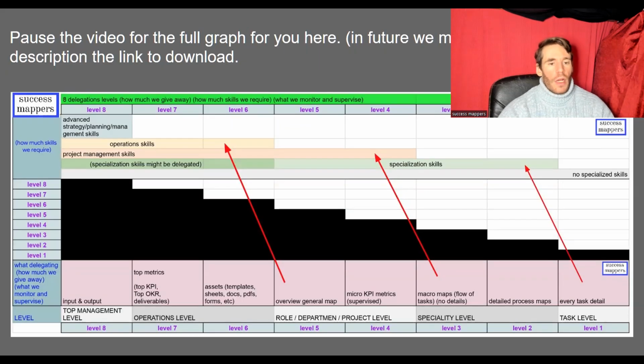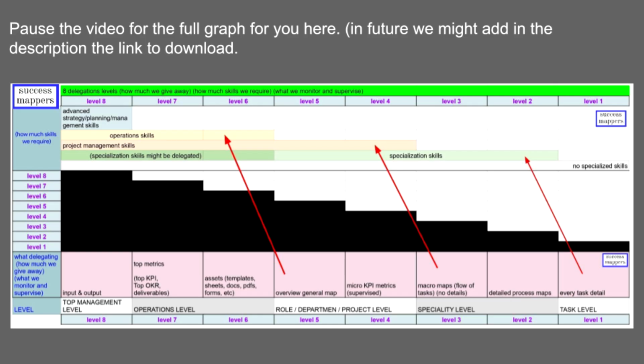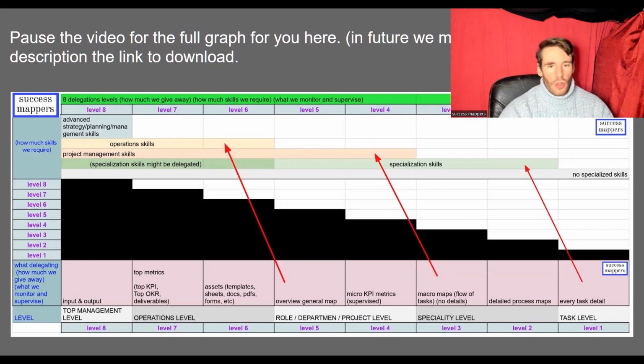Okay, now I will put a full static image of this graphical image. You can pause the video and screenshot if you want. In the description, in the future, maybe we will also put the link to download.